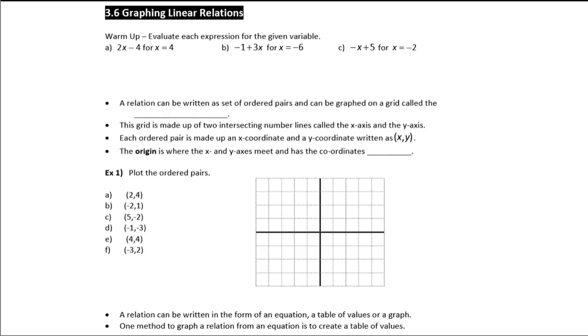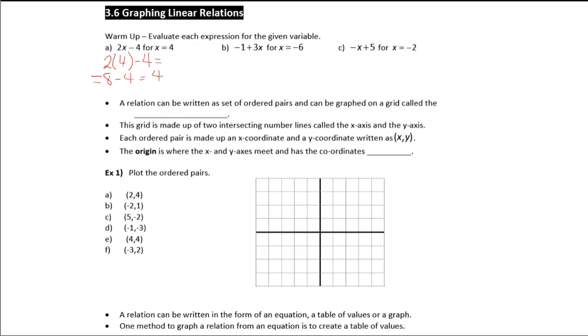To warm up, we're just going to evaluate each expression for the given variable. This is something we've done in Unit 1, so it should be review. If we have 2x minus 4 for x equals 4, you just sub in the value for x into your expression. So you have 2 times 4 minus 4, well, 2 times 4 is 8 minus 4, so you just end up with 4 overall.